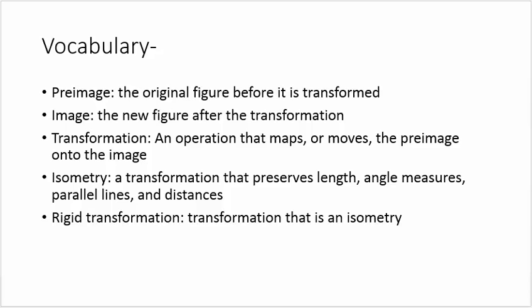Isometry is a transformation that preserves length, angle measures, parallel lines, and distances. And all three of the transformations that we will deal with are all isometries. And then a rigid transformation is just a transformation that is an isometry. So all of the transformations we deal with are all rigid transformations.